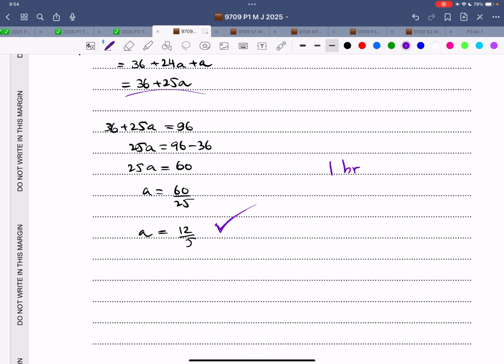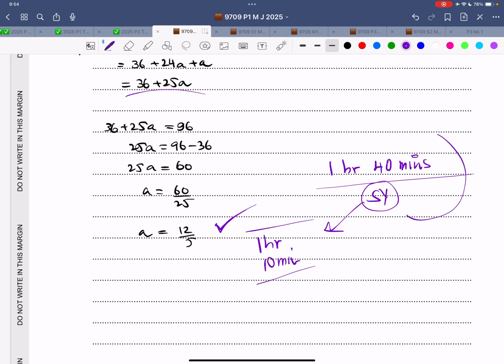So let's say 1 hour 40 minutes. The student SY can do this thing in 1 hour 10 minutes easily. So for normal people, 1 hour 30 minutes that you can do. Still you have 10 minutes left for relaxing.